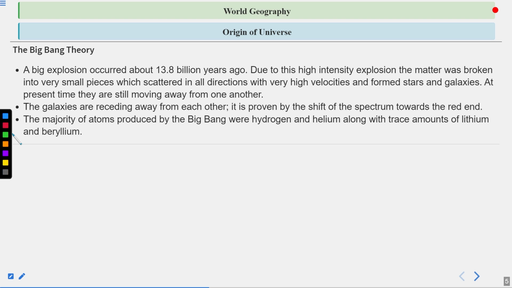And as soon as the Big Bang happened, three things came out of the point of singularity, that were time, space, and matter. And do remember, this theory was given by George Lemaitre.